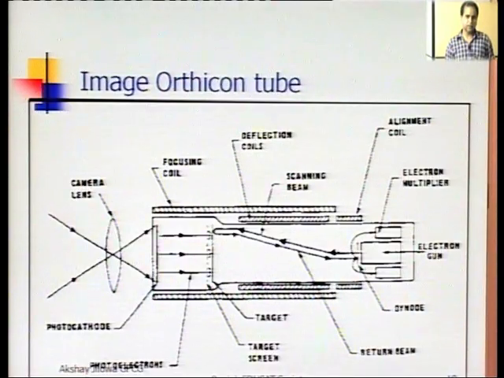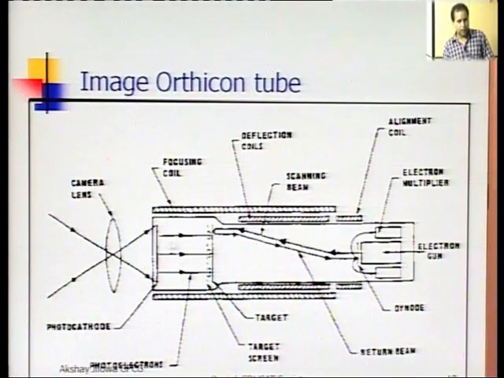Whenever this target plate or target screen is exposed to the source of light, light travels through the camera lens, as all of you might have seen in those camera tubes. We have a lens which is used for focusing a particular scene. Suppose here is some particular scene. The focal length is so adjusted that a clear image of that scene is made to fall on the target screen.